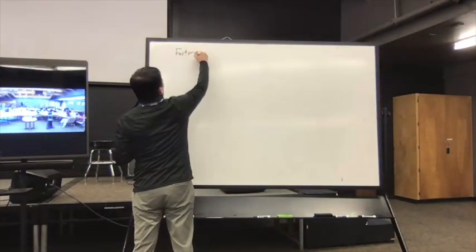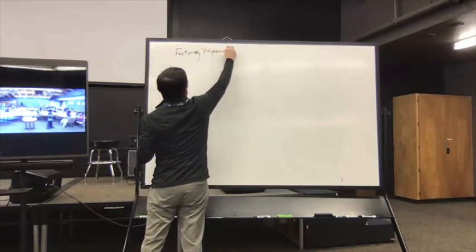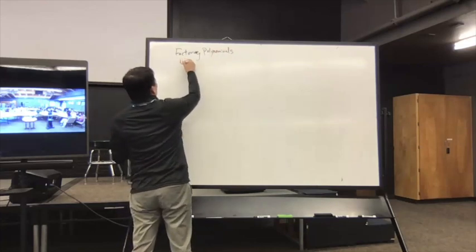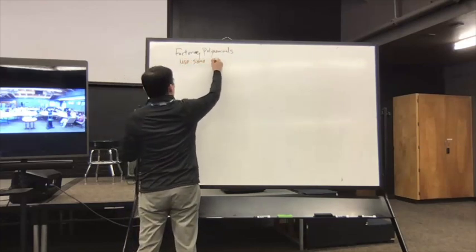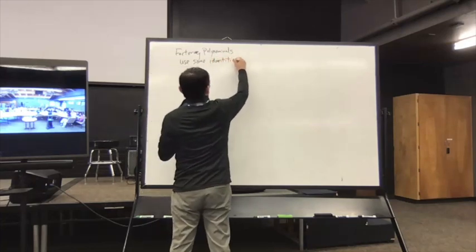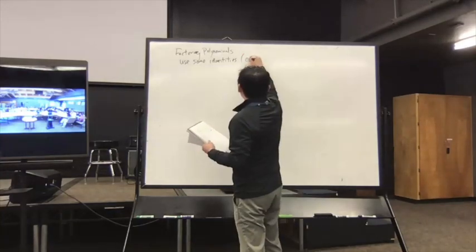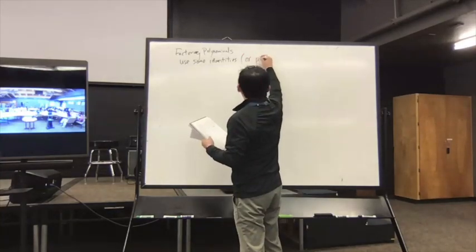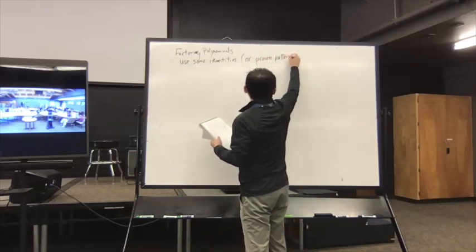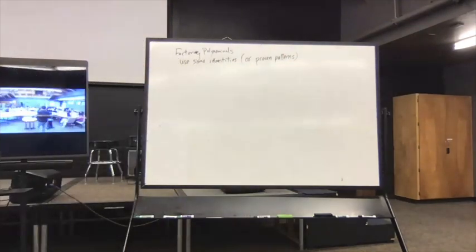Factoring polynomials. In order to factor them, we have to use some identities. What are identities? It's not personal identity or anything like that. In math, this just means proven patterns. Proven patterns. Okay? Proven patterns.